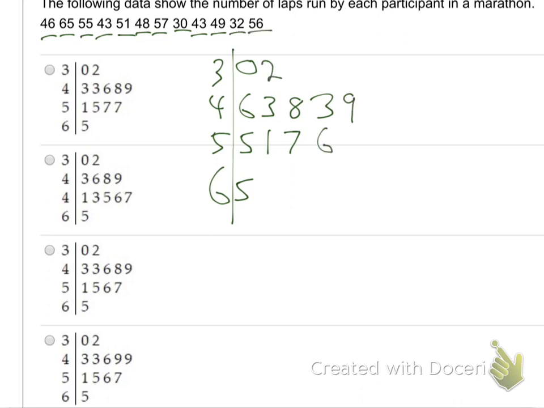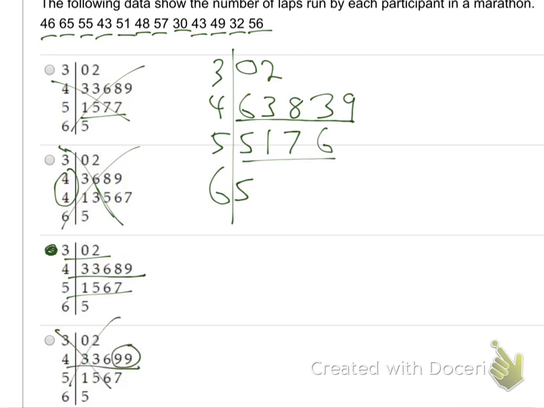All right, how are they looking? So this has 1577. No way, it's 1576. So he's out. Why does this one have two fours? That's crazy. I didn't even notice that. This one's looking pretty good. 33689. 1567. Yeah, this is it. What's wrong with the bottom one, just to make sure? Oh, right there, two nines. There's only one nine, so he's out.